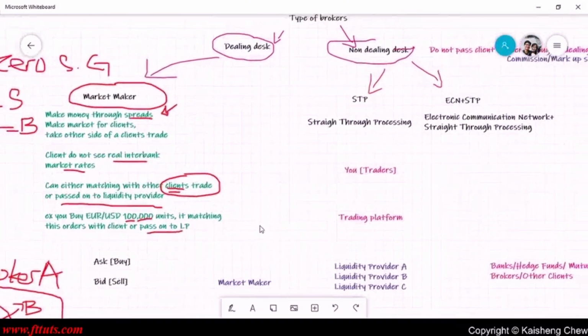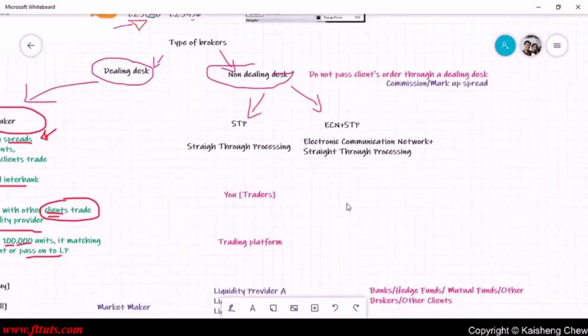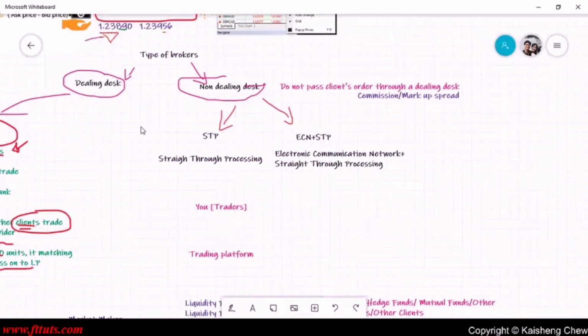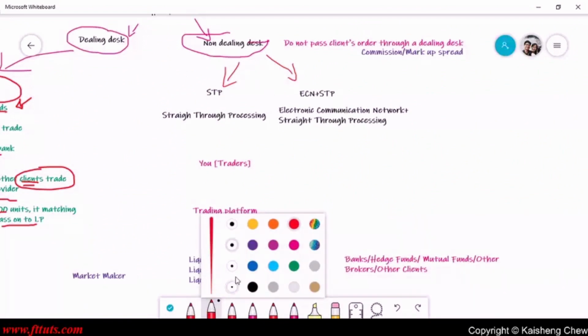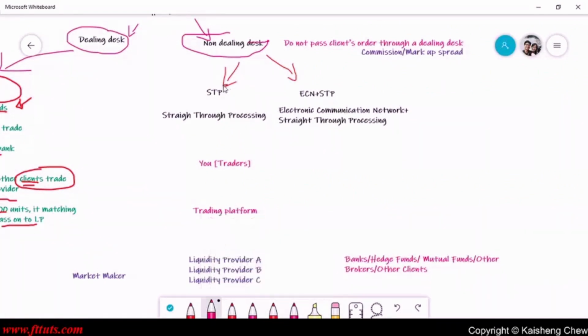Okay, so now we go to the non-dealing desk. Non-dealing desk means that they do not pass the client order through a dealing desk. They don't have a dealing desk; rather, they pass it through straight away. Let's see over here. They've got two types. One is straight through processing, another one is ECN plus straight through processing. Okay, ECN is electronic communication network, and STP is straight through processing.